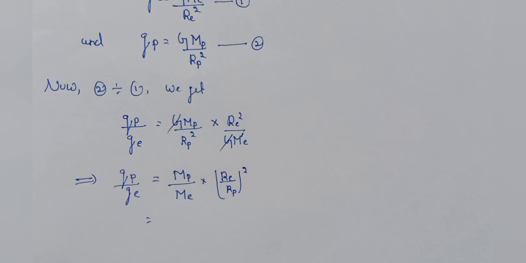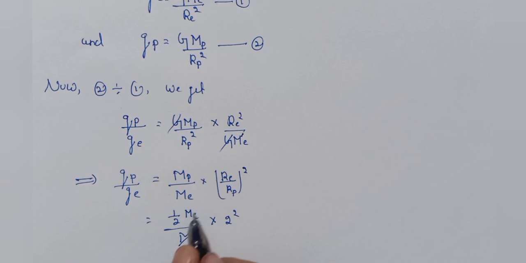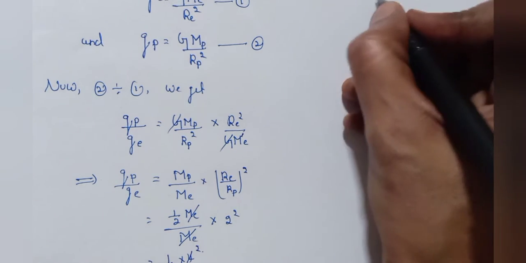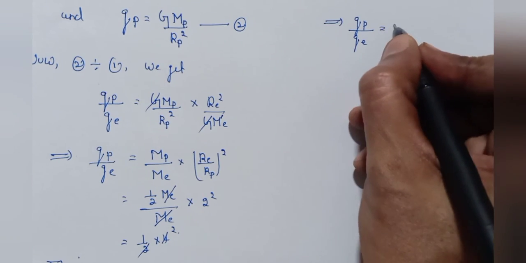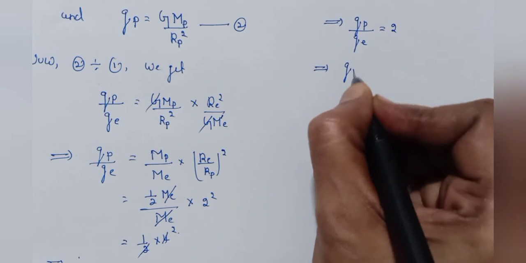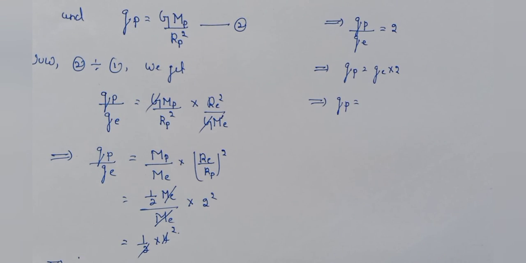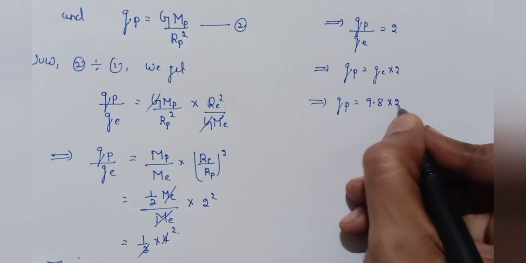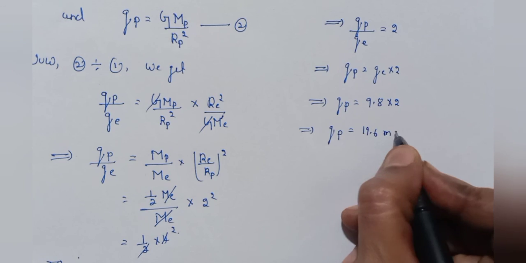Then the mass of the planet is half of the mass of the earth, so we can substitute half mass of the earth in place of mass of the planet, by mass of the earth, into RE by RP, which is nothing but 2 square. Here we can cancel this ME, then half into 2 square is 4. 2 2s are 4, therefore GP by GE is equal to 2. Then GP is equal to GE into 2. So GP is equal to, we know the acceleration due to gravity on the earth is 9.8, into 2. So the acceleration due to gravity on the planet is 19.6 meter per second square.